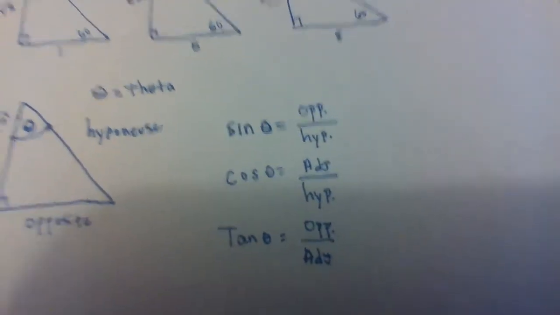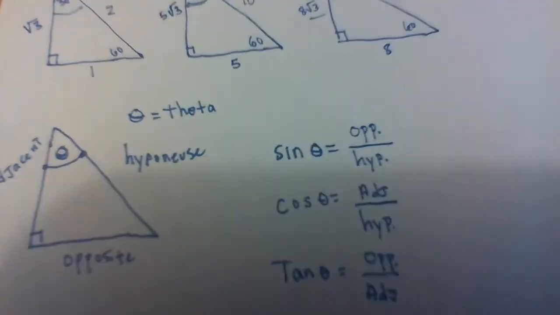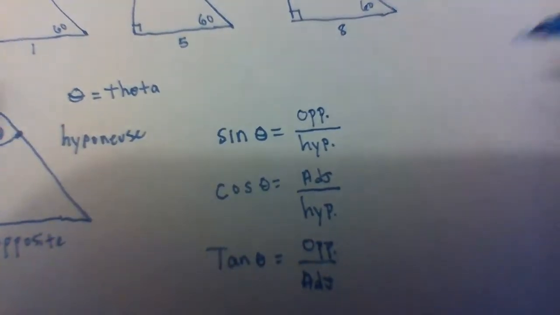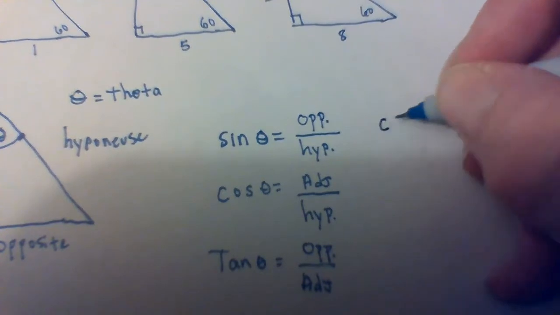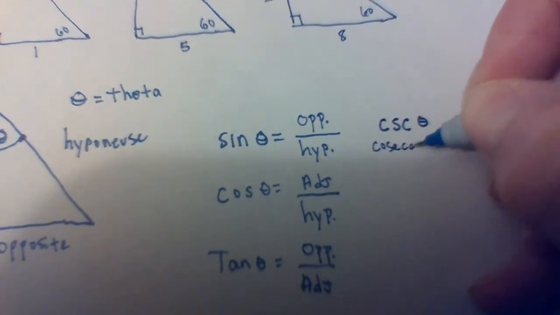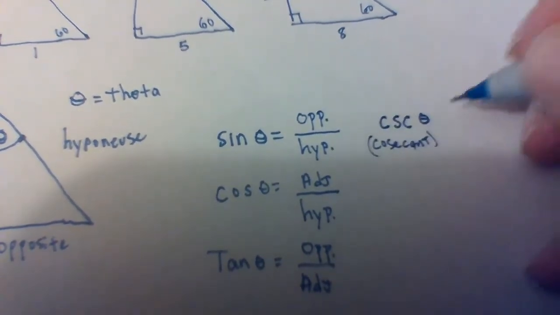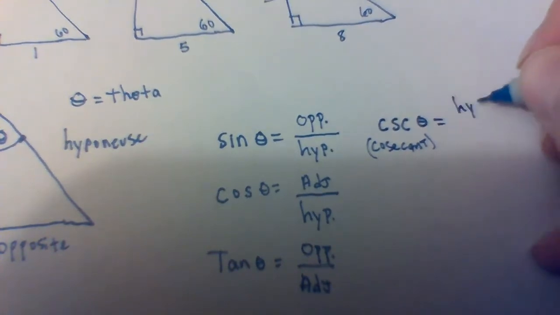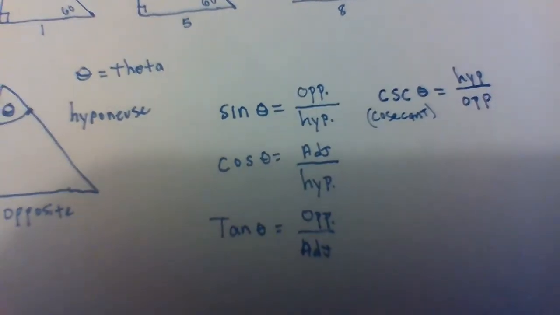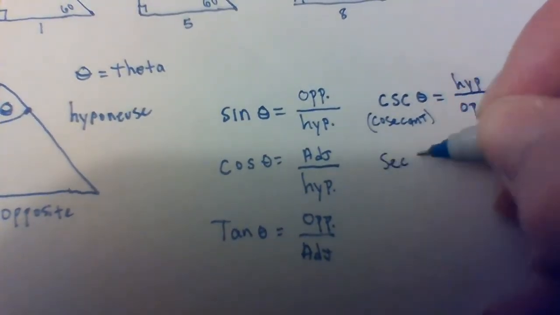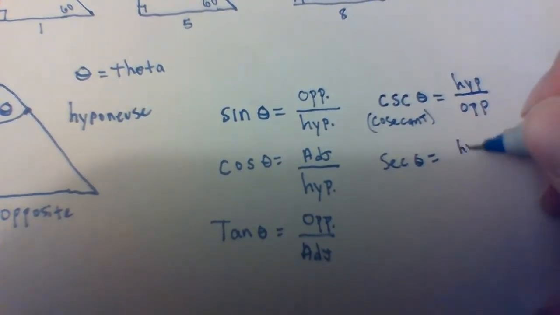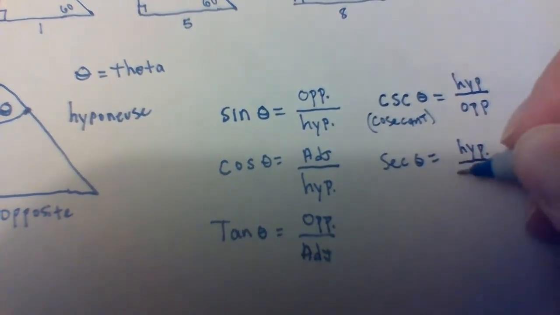Okay, let me go over here a little bit. The other 3 that you may not be familiar with, we won't use them a whole lot, but I need to introduce you to them. The first one is CSC, that is cosecant. Cosecant of theta is just the length of the hypotenuse divided by the length of the opposite side. Secant of theta is equal to the length of the hypotenuse divided by the length of the adjacent side.